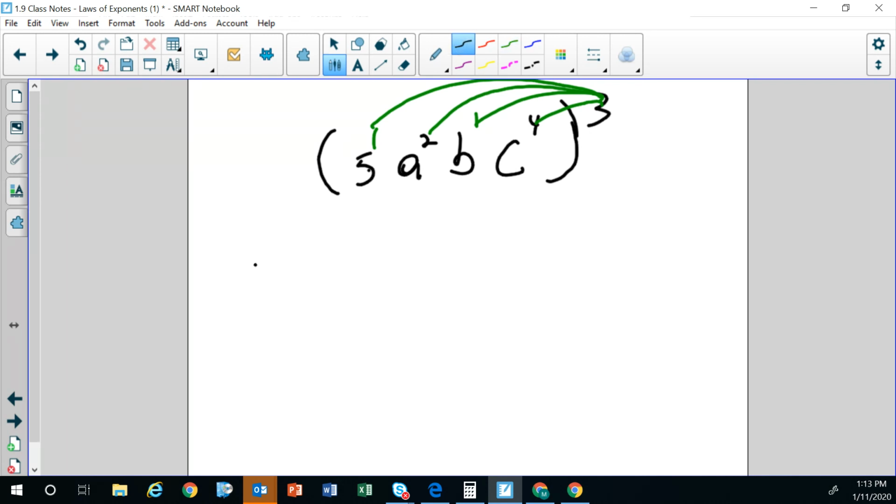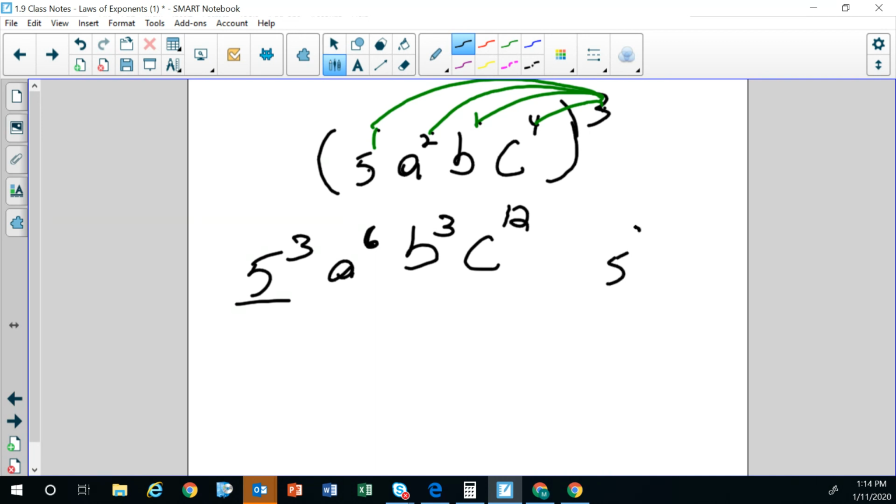So in this case now you have 5 to the power of 3, because 1 times 3 is 3. A to the power of 6, because 2 times 3 is 6. B to the power of 3, because 1 times 3 is 3. And C to the power of 12, because 4 times 3 is 12. Okay? But this is not the final answer, because here we have 5 raised to the power of 3. That can be simplified further.